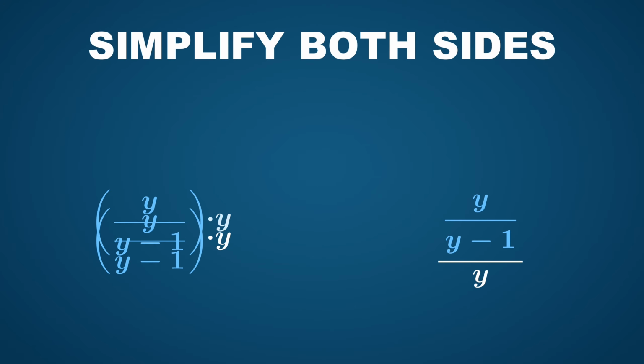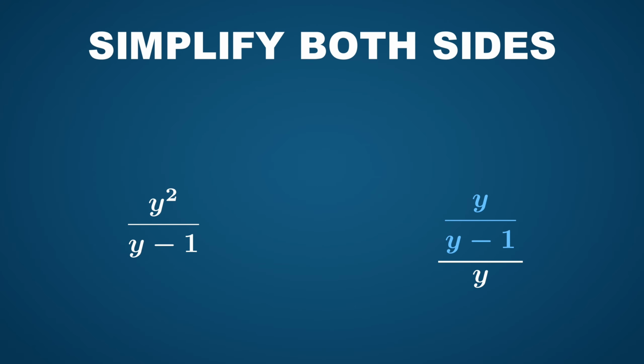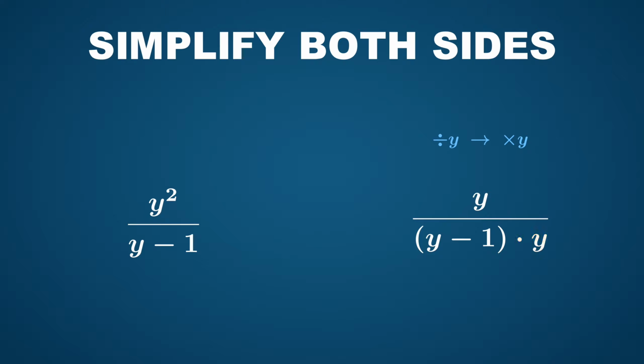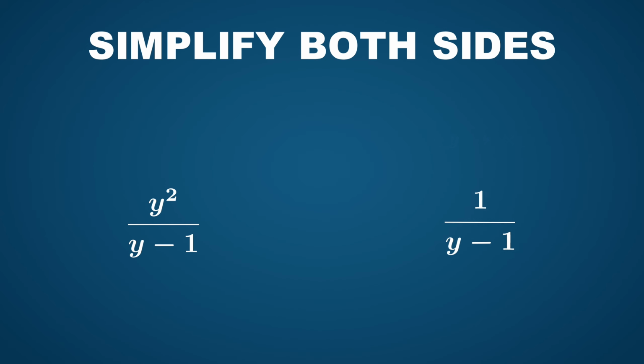On the left side, multiplying by y gives y squared over y minus 1. On the right side, dividing by y is the same as multiplying the denominator by y, which gives y over the quantity y times y minus 1. The y in the numerator and the y in the denominator cancel, leaving 1 over y minus 1.